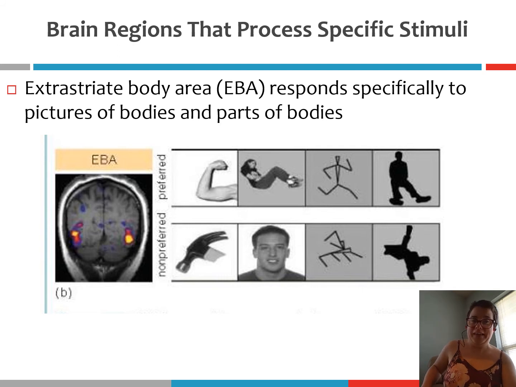Similarly, we have the EBA, which responds specifically to pictures of parts of bodies, right? So when you show people an arm and a leg and various figures showing body parts, they show activation in this region, whereas they don't when they're looking at faces or other ordinary objects.